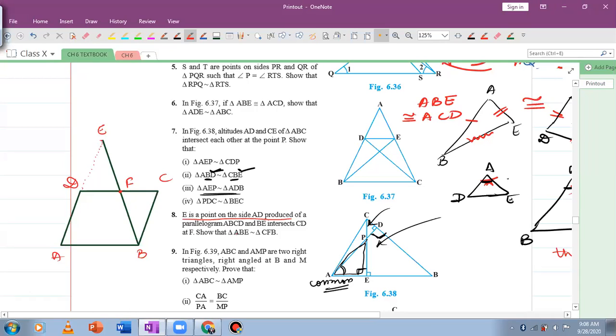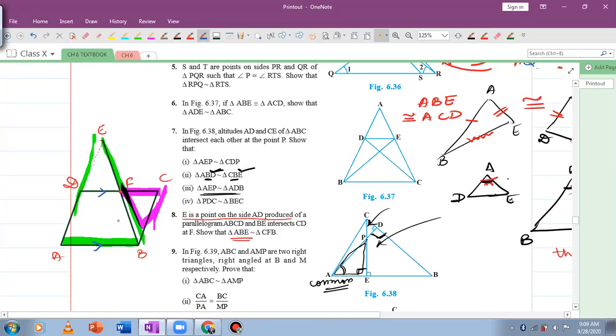Now you want to prove that triangle ABE, this larger triangle, is similar to this smaller triangle over here. This triangle is similar to this triangle. What do you think is common in the two triangles? Can you prove it? Remember, you have a parallelogram. Angle B common. Angle?